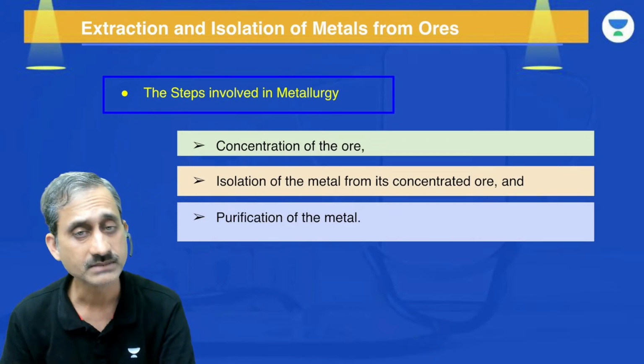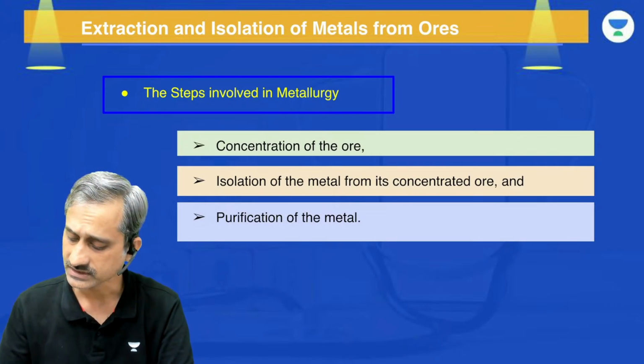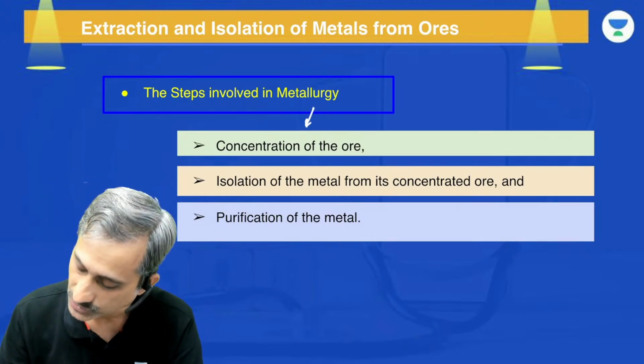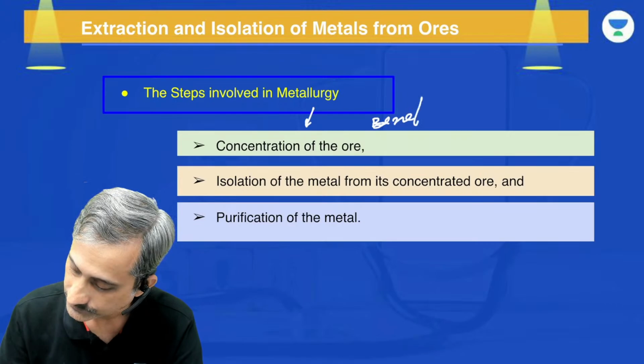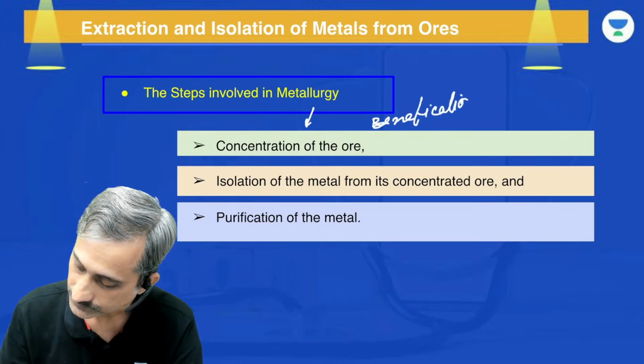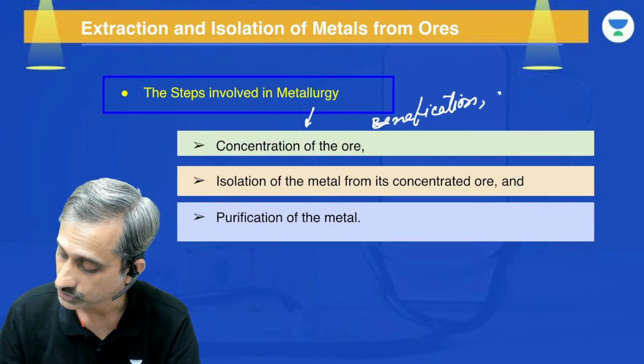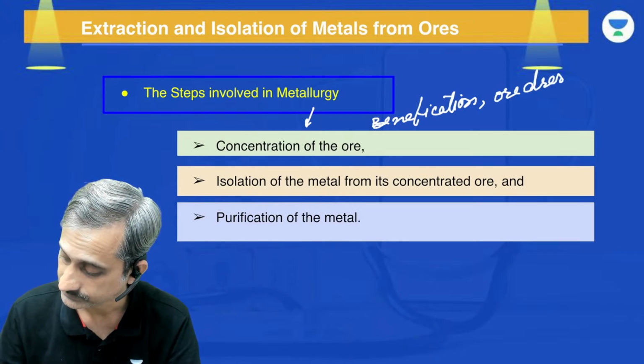Now, what are the steps in metallurgy? The very first step is concentration. Concentration of the ore is also called beneficiation. It is also called ore dressing.